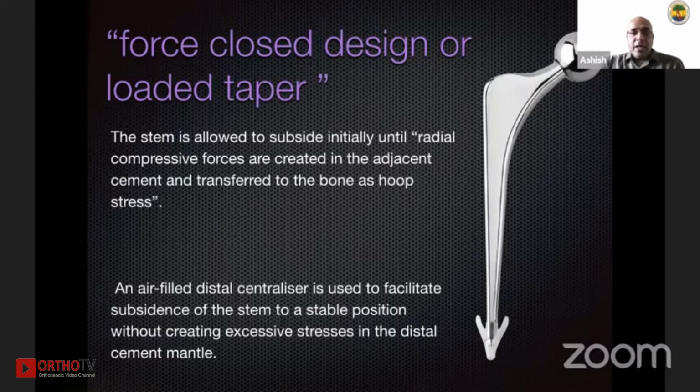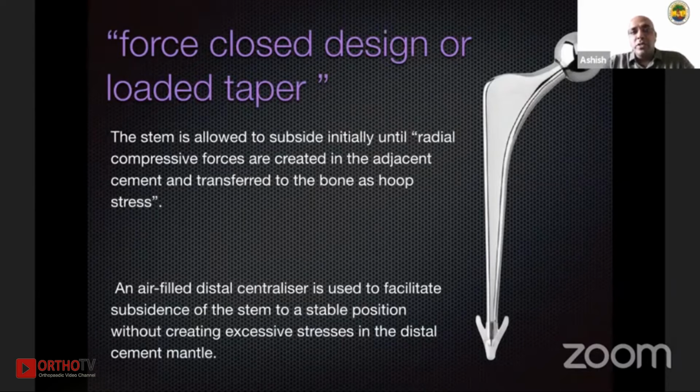So there is a centralizer in all these stems which is filled with air. Now in the previous concept, the shape closed design, the centralizer is not filled with air because the stems are not designed to subside. If you have an air trapped sort of cement mantle, it means there is some air which is trapped, which expands, and then that can act as a weak area that can promote subsidence of the shape closed stem, which is not what you would desire.